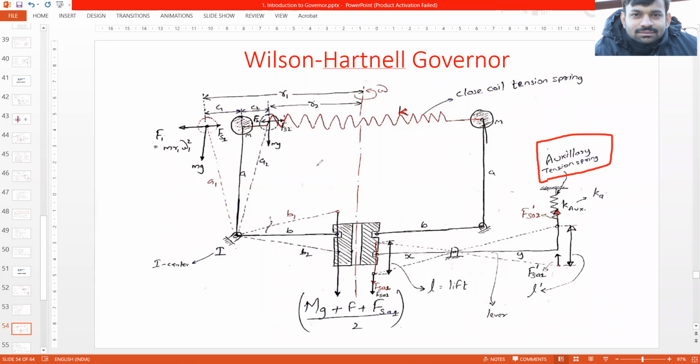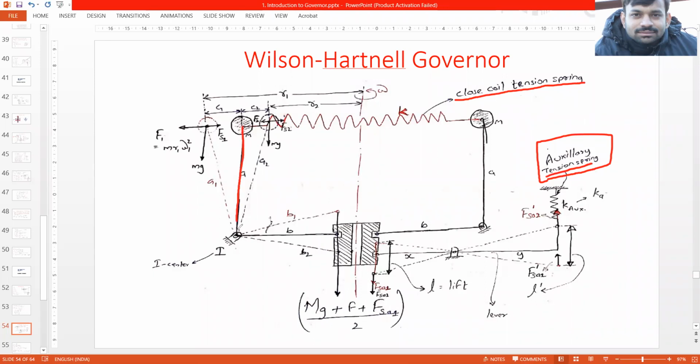So try to understand this. The initial position would be something like this. The M is acting downward, mg force. There is some initial tension in the spring. This is a closed coil tension spring, and the auxiliary spring is also a tension spring.